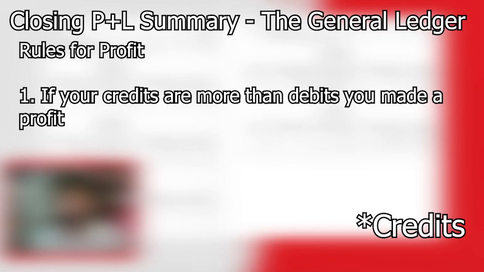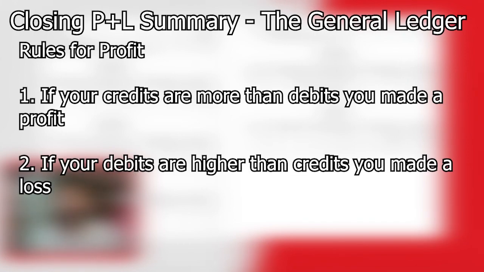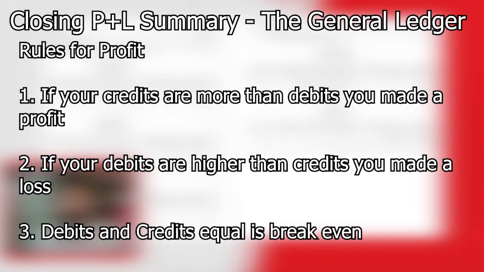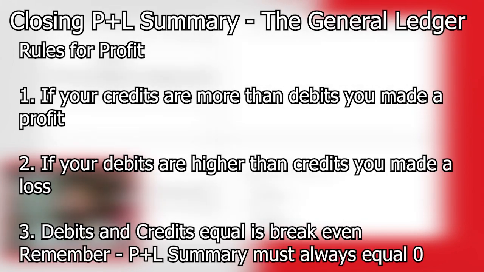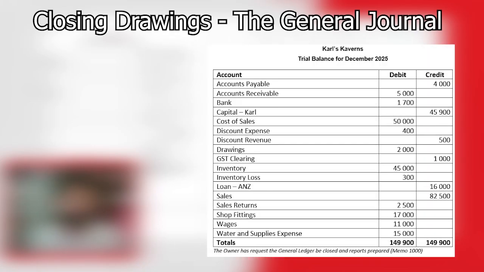If your debits are higher than your revenues, then it's a loss. And lastly, if they're equal before you have to close the account, it means you haven't done anything. No profit, no loss. So just making sure you're aware of the debits and credits there. And P&L summary must always equal 0. So how do we close drawings? So if we go back, we look at drawings, we can see drawings was 2,000 on the debit side.